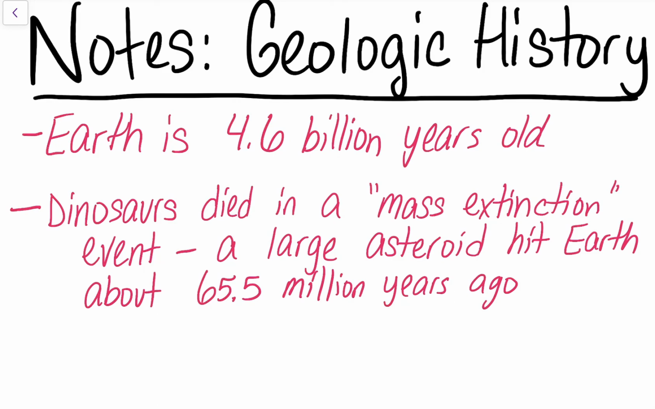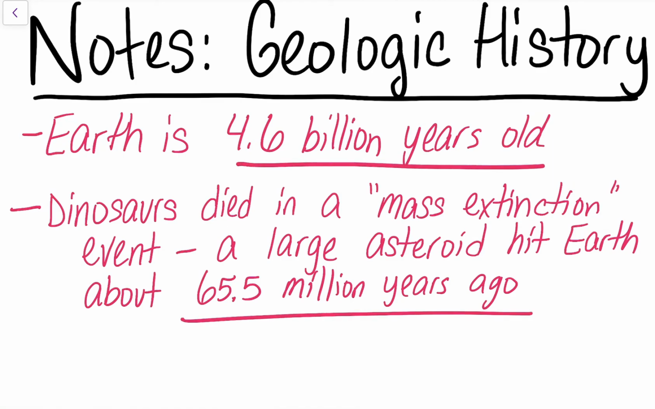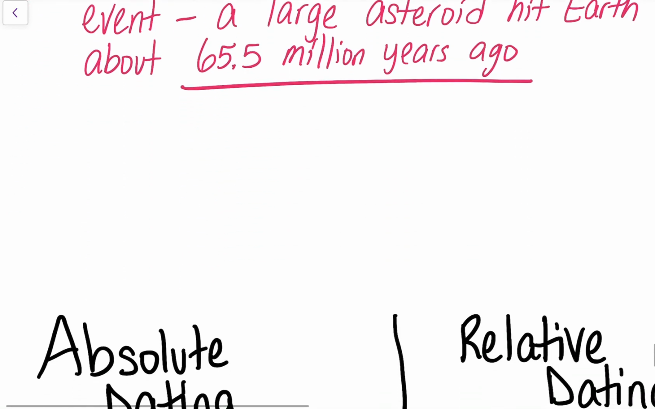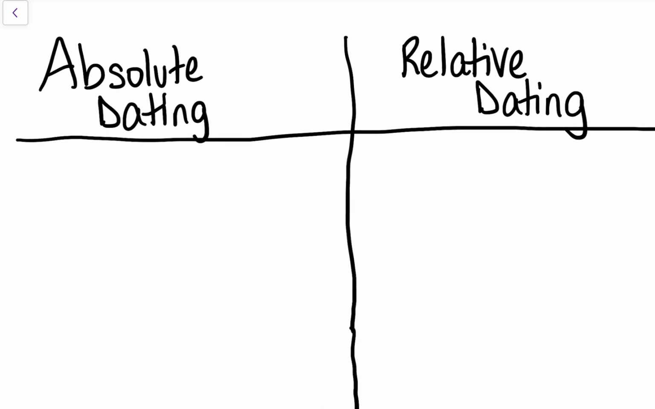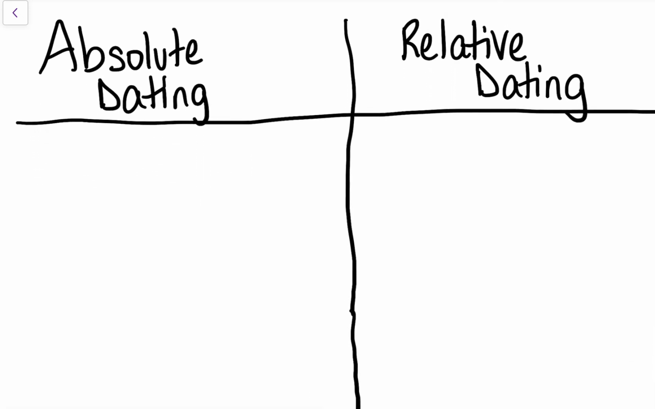We also talked about, how do we know this? How do we know these numbers? We obviously weren't around when the dinosaurs were around. We weren't around when this asteroid hit Earth. What are ways that we can learn how long ago these events happened? We have two ways of trying to figure out the timeline of geologic history.